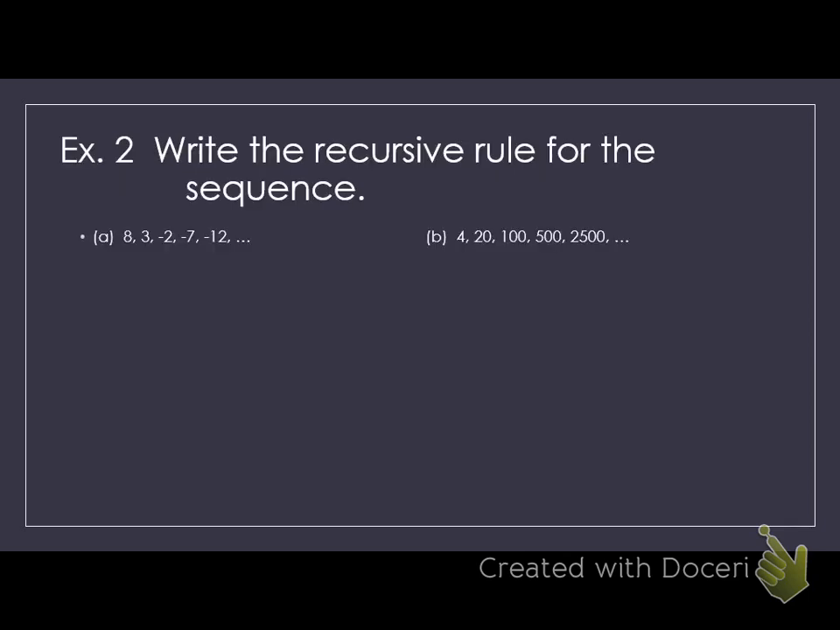Example 2, write the recursive rule for the sequence. So looking at letter A, let's start by seeing if this is arithmetic. It looks to me like it's arithmetic. I say that because I'm looking at numbers that are pretty small and pretty close together. That's a good indication that we're looking at an arithmetic sequence.